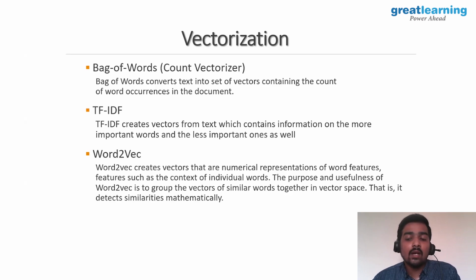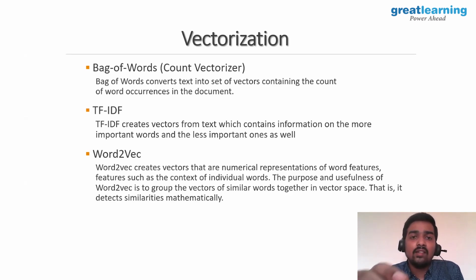So what is this talking about? Bag of words is nothing but converting text into a set of vectors containing the count of word occurrences in the document. Let's say you have a sentence, Raj has bought apples from supermarket. This is a text form, right? And there is one more sentence, Raj has come to home little late today. Let's say your document contains sentences about Raj, about how he spent his time today.